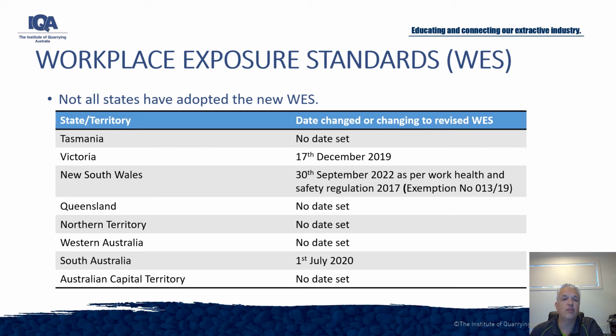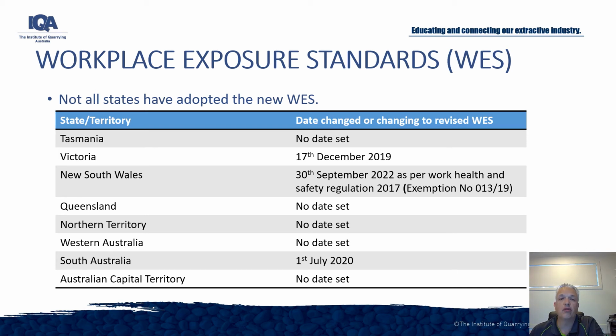So if you look at the table, Tasmania hasn't set a date as such. Victoria adopted it the day after the new standard came out. New South Wales won't change theirs over till the 30th of September 2022. Queensland, Northern Territory, no date has been set. Western Australia is the same. South Australia looking on the 1st of July 2020, and the ACT, there's no date set to actually change their WES as well. But saying that, it will come into effect.